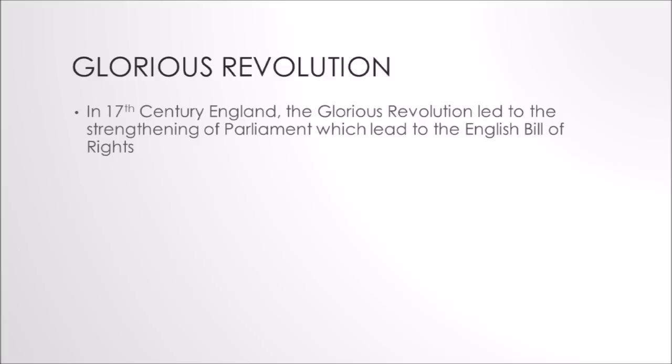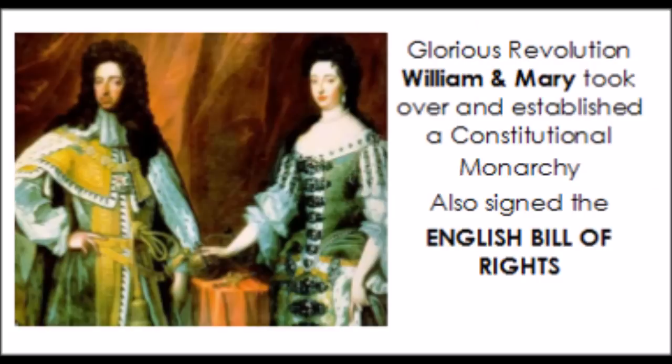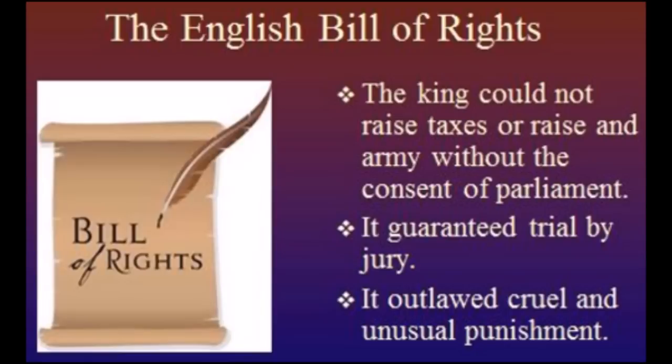The Glorious Revolution took place in 17th century England and led to the strengthening of Parliament, which led to the English Bill of Rights. It started when William and Mary took over and established a constitutional monarchy. They signed the English Bill of Rights, which said the king could not raise taxes or raise an army without the consent of Parliament.